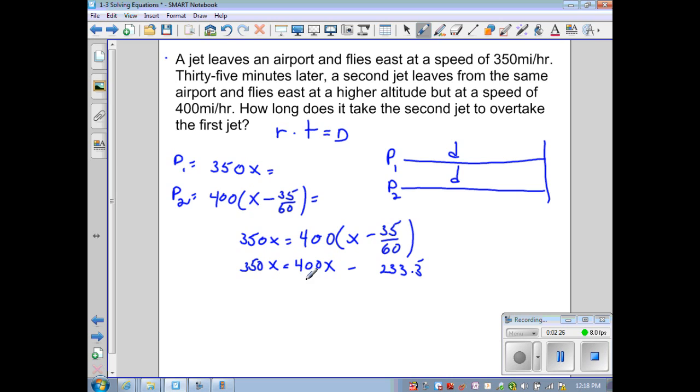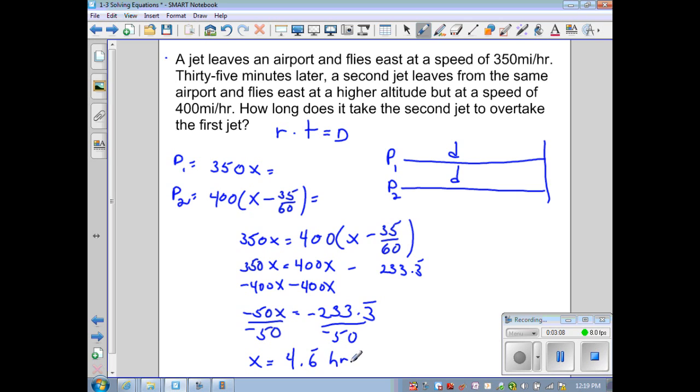Now, what I want to do is get my variables in the same side, so I'll subtract 400x on both sides, and that leaves me a negative 50x equal to a negative 233.3. Then I'm going to divide both sides by a negative 50, and x is going to equal 4.6 with a bar hours.